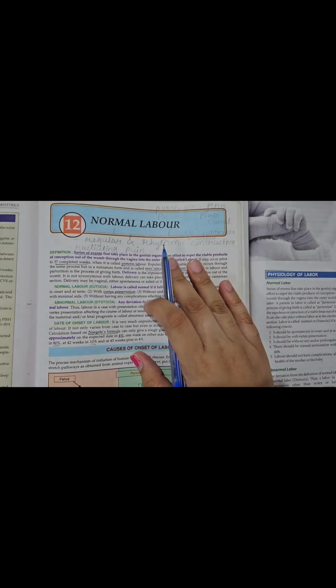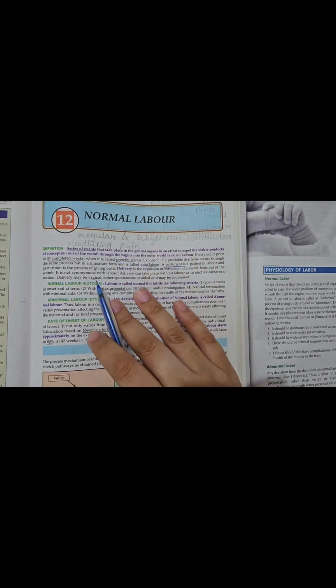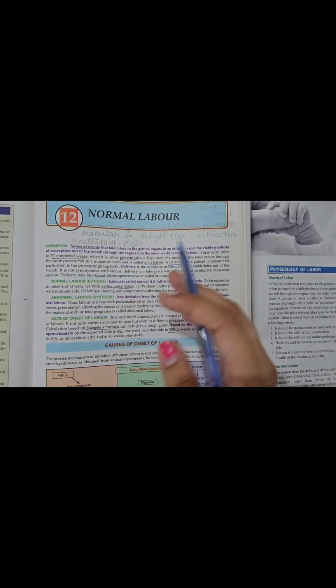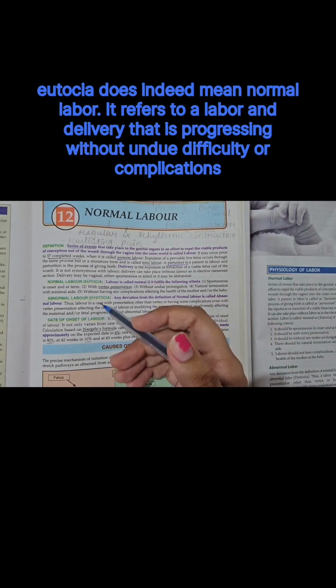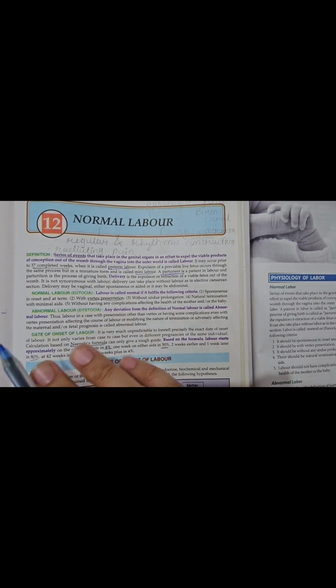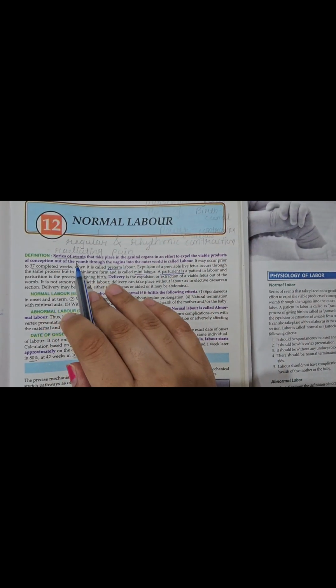So let's define normal labor. Why normal labor? Because labor comes in two types, normal and abnormal. Normal labor is called Eutocia. In a previous lecture, I explained that normal labor is also termed Eutocia. Now, how is it defined? Here I am using DC Dutta. It is a series of events.